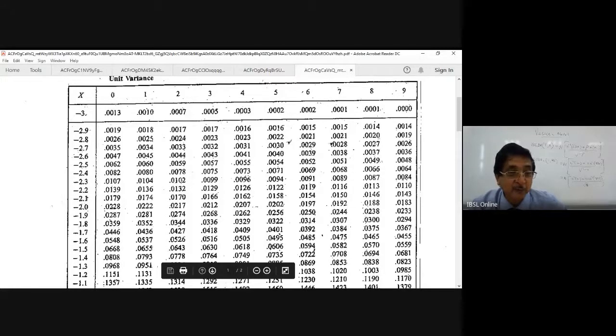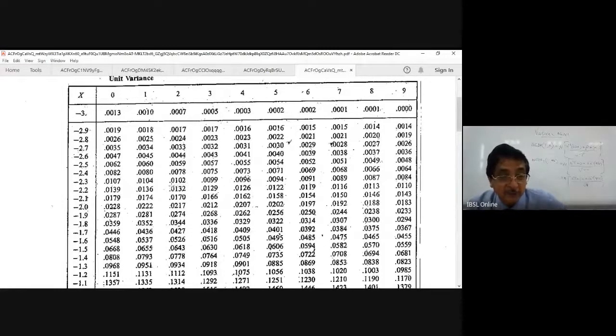Is it clear now? Unfortunately, you don't get 0.0100 here, whereas you get 0.0102 and 0.0099. What is the closest one? This is the closest one, no? So we are looking for 0.0100, whereas we get in the normal curve table 0.0099. Even though it is very close, there's a small difference here. How much? 0.0001. That's the difference.